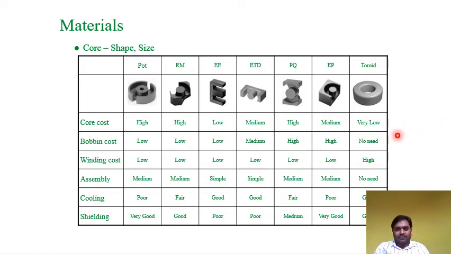So here is the comparison which has been given with respect to the different costs involved with each core, like core cost, bobbin cost, binding cost, assembly cost, cooling, and shielding if we use this kind of geometry for the core. So we have pot core, RM core, EE core, ETD core, PQ core, EP core, toroid core. And very commonly used cores are the toroid core, EE core, ETD core, PQ core. Other cores are also used depending on your part geometry and part design. So it is up to the designer how you want to design it.